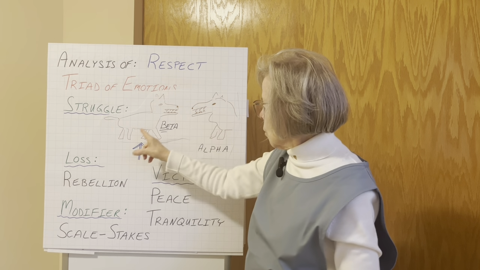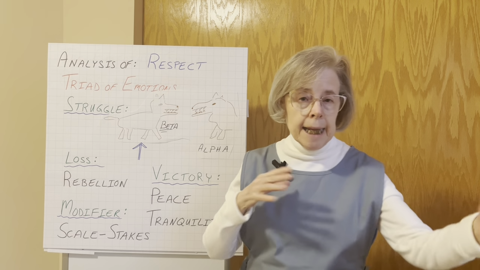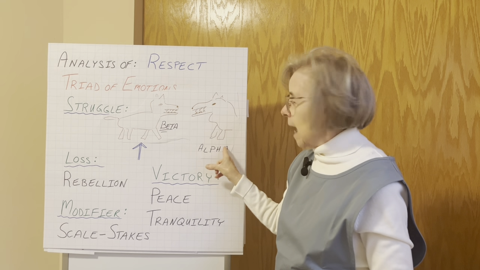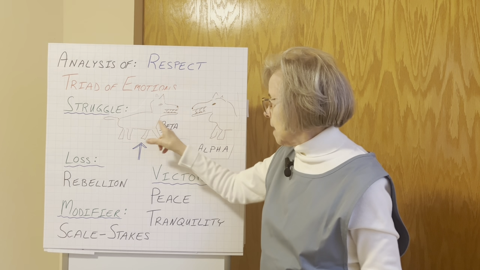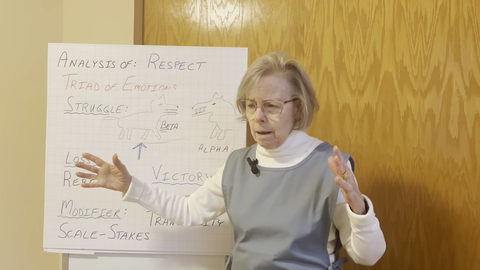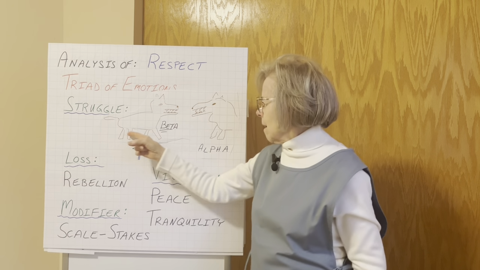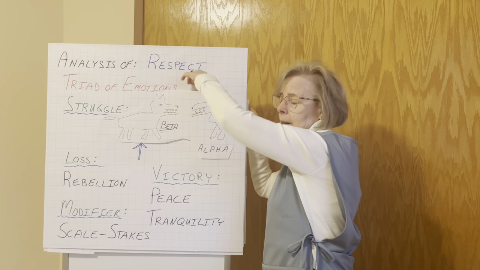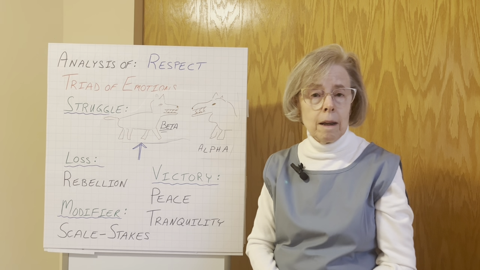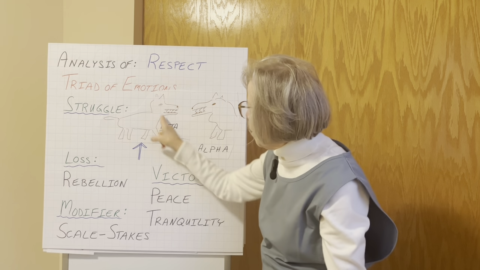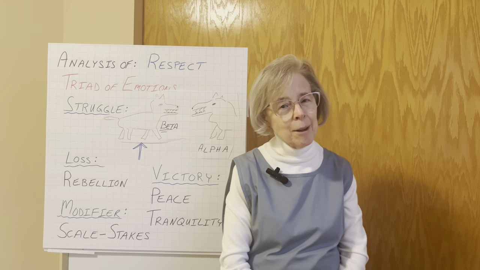This picture should look quite similar to you. It's the situation where the alpha animal has to face a charge from the beta animal. Wait a minute. That was kindness. That was the picture for kindness. I cut it out and pasted it on this one. The very picture of kindness. How come it's a different struggle? Because we're looking at it from the point of view of the beta animal.